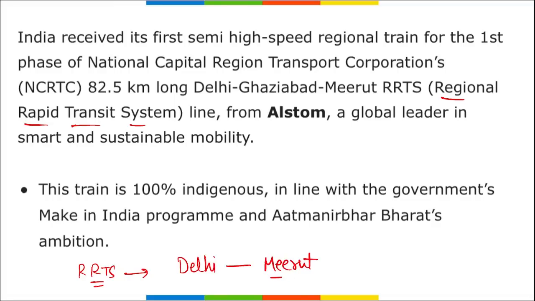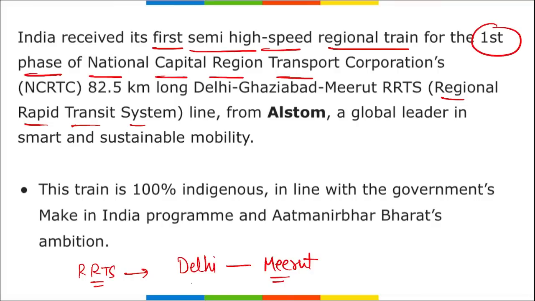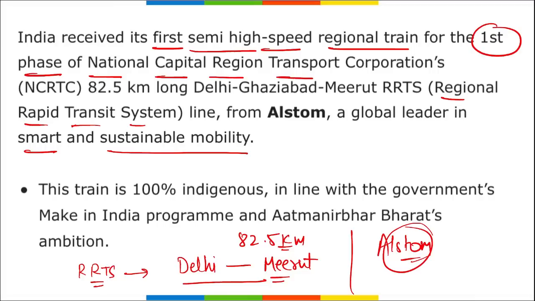Now the question can be asked that India has received its first semi-high speed regional train for the first phase of the National Capital Region Transport Corporation, that is between Delhi and Meerut, and this is around 82.5 kilometers long. Now the question can be asked: this train has been delivered by whom? It is Alstom, a global leader in smart and sustainable mobility. This train was delivered by Alstom.